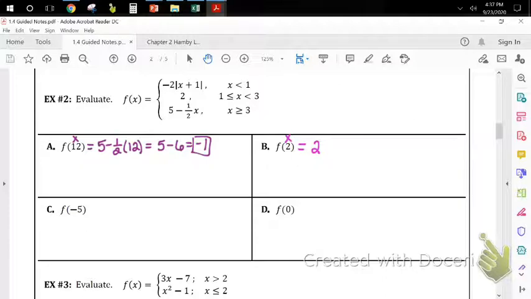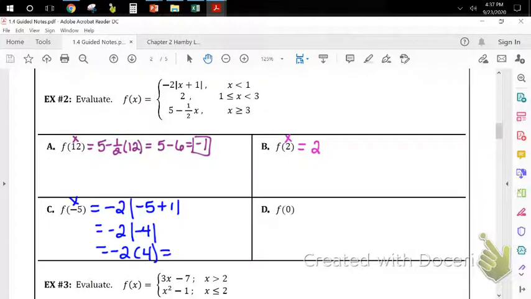And then C says f of negative 5. Well, x is negative 5, and negative 5 is less than 1. So we're going to plug it into that first equation. So negative 2 times the absolute value of negative 5 plus 1. So we got negative 2 times the absolute value of negative 4. The absolute value of negative 4 is 4. Times that negative 2 gives us the negative 8.